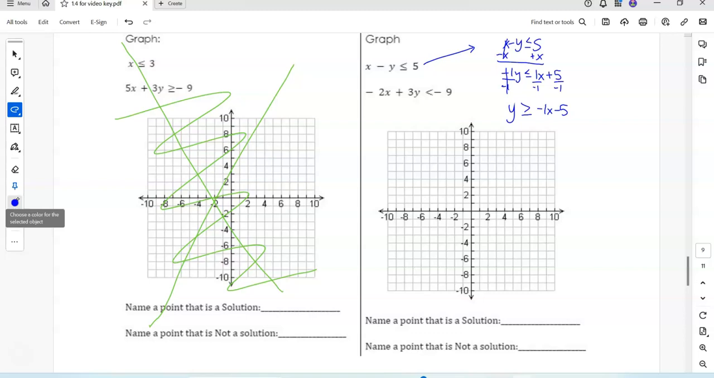So just remember that. All right, so I'm going to graph that line down at negative 5. And I'm going to go down 1, right 1. Or I could go up 1, left 1. And I'm going to use a solid line. The reason I'm using a solid line is because of the greater than or equal to.